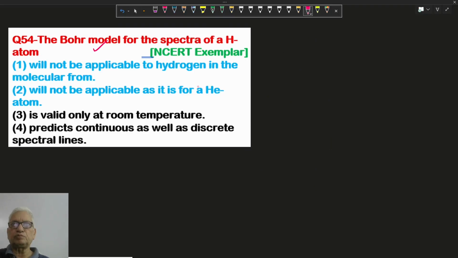In this question, Bohr's model of hydrogen atom is not applicable if the hydrogen or any gas is in molecular form. So Bohr's model is not applicable to molecular form. It is for atomic form only, and it is confined correctly to the hydrogen atom, not the helium atom. So option 1 and 2 both are correct.